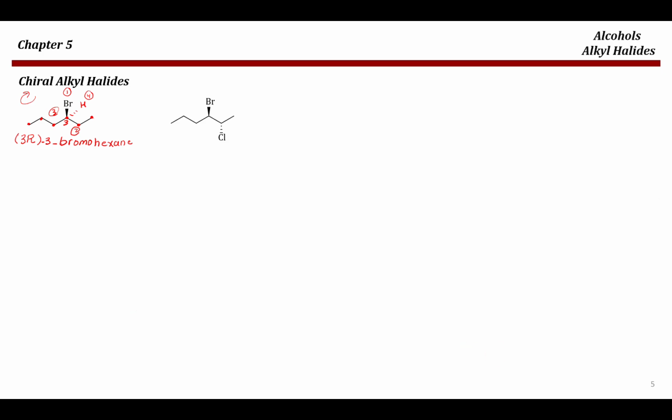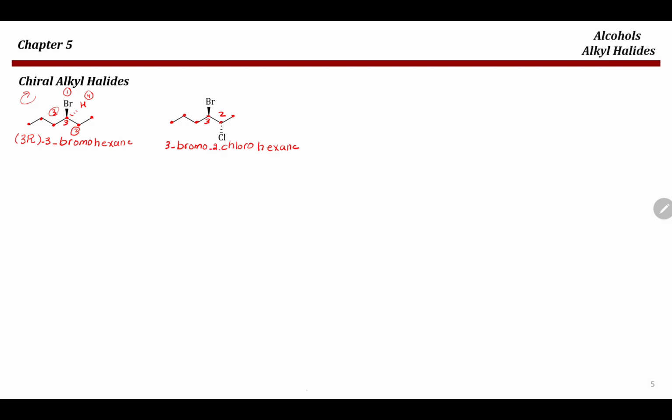Let's take another example. In this case, we have two chiral centers, but let's first name the compound. 1, 2, 3, 4, 5, 6. So this is again hexane. And then we have bromo and chloro. So bromo goes first, then chloro. We have to include the numbers, and it's clear that this is 2 and this is 3. So this is 3-bromo, 2-chloro.